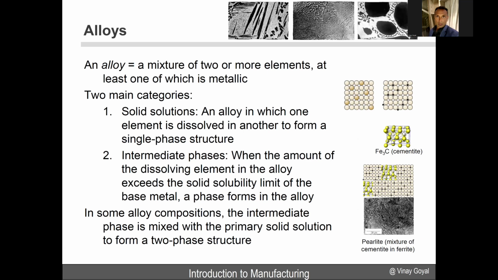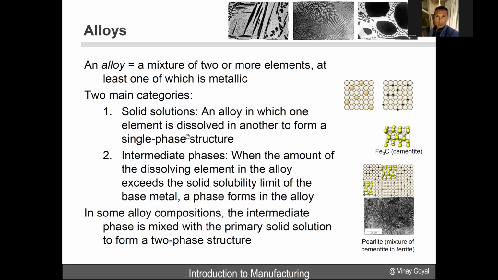So that's an example of ferrite, for example. Then you have something called an intermediate phase, where the amount of the dissolving element in the alloy exceeds the solid solubility limit of the base metal. And so a new phase forms in the alloy. In some alloy compositions, the intermediate phase is mixed with a primary solid solution to form a two-phase structure. In this case, you can achieve pearlite, which is a mixture of cementite and ferrite.